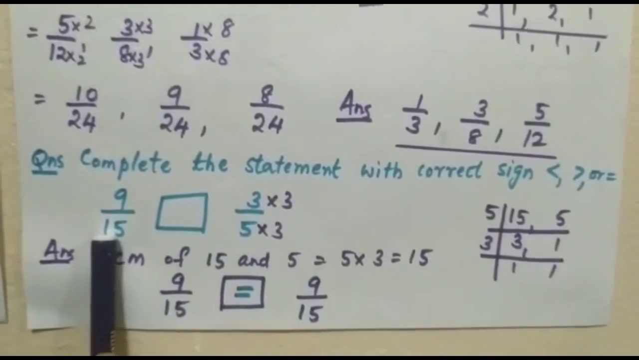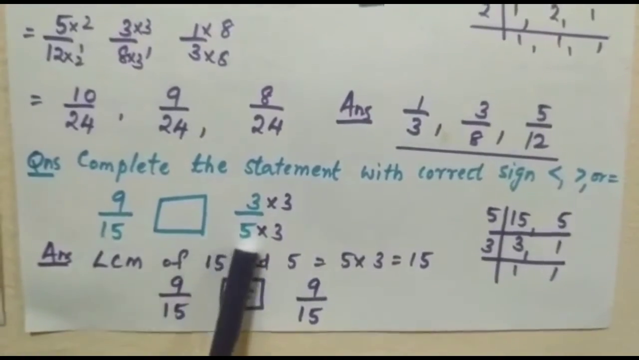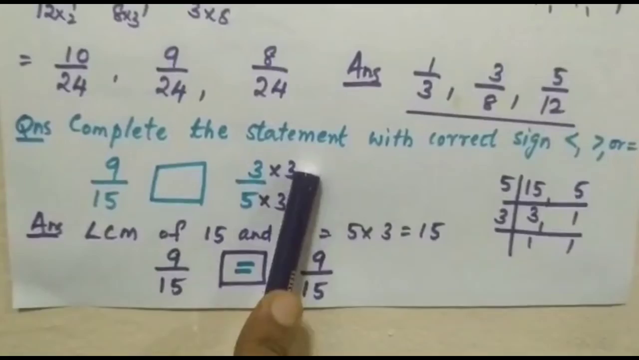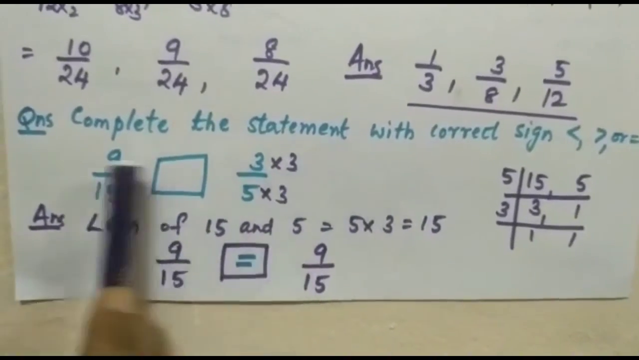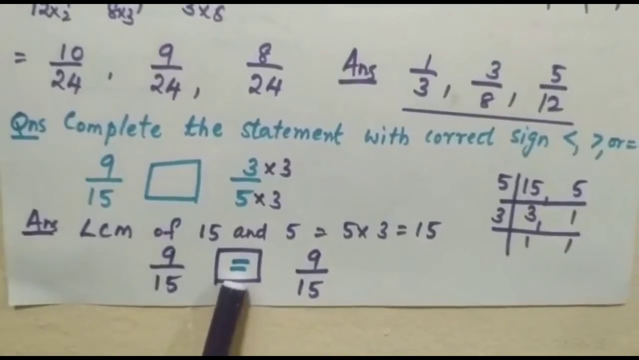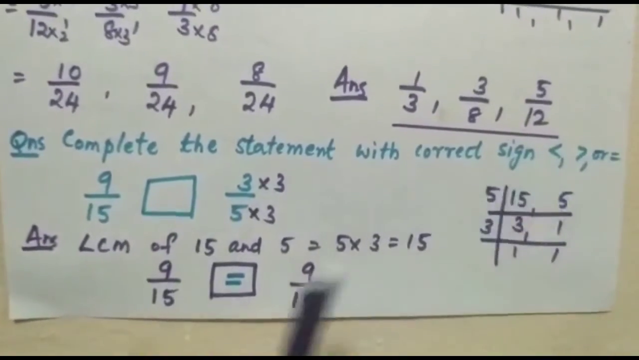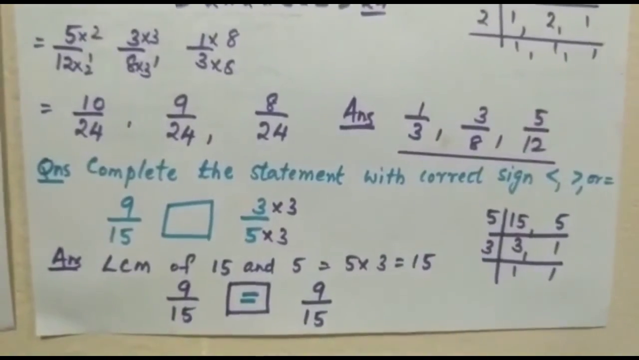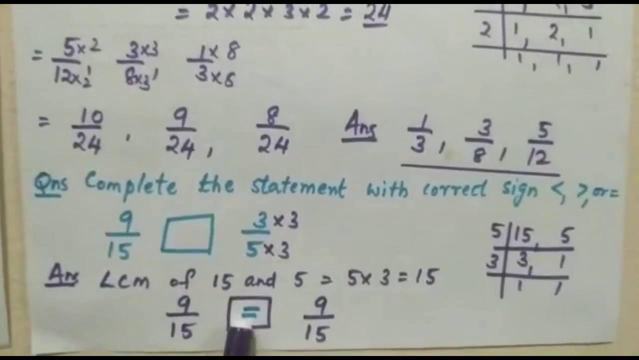So the LCM is 15, and this denominator is 15. This one we have to change: 5 must be multiplied by 3, then only we get 15. So the numerator is also multiplied by 3. So here it is 9, and this side is also 9. Both sides are equal, so you have to put the equal sign, not greater or smaller. Both fractions are equal when we compare them by finding the LCM. So we can put the equal sign.